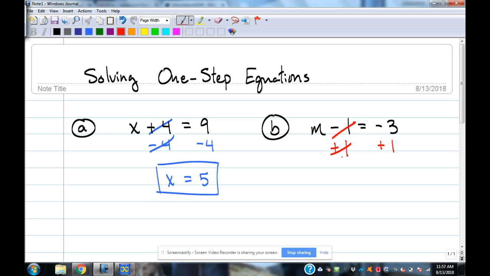And on the right side, we got -3 plus +1. No. Nope. -3 plus 1, they're opposite signs, so you subtract. 3 minus 1 is 2. Keep the sign of the bigger number. It's 3. So it's a -2. Box in that answer. M equals -2.